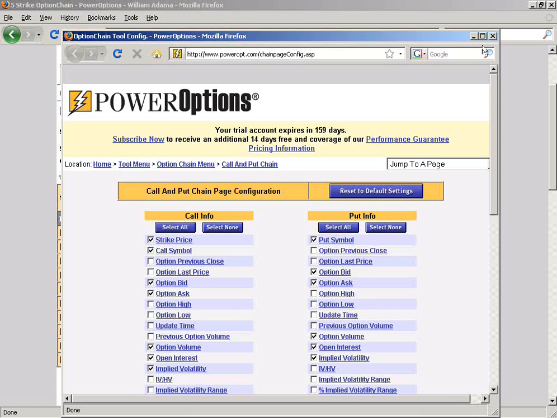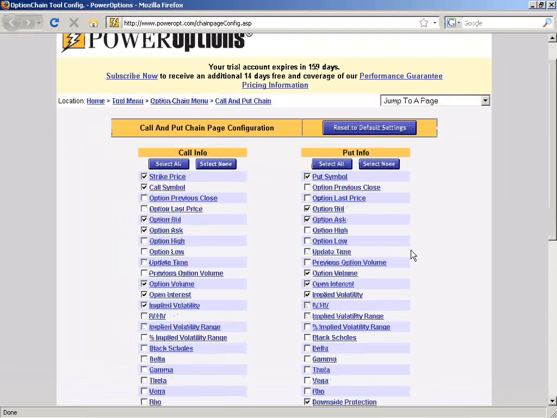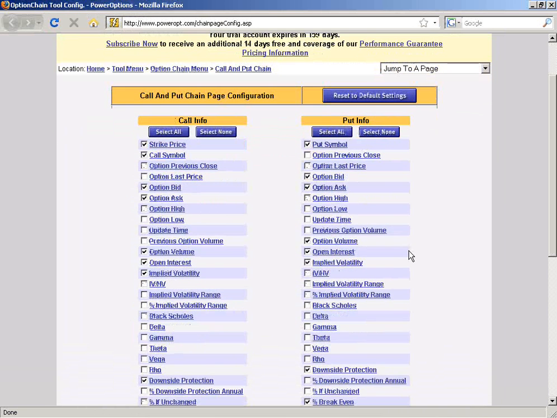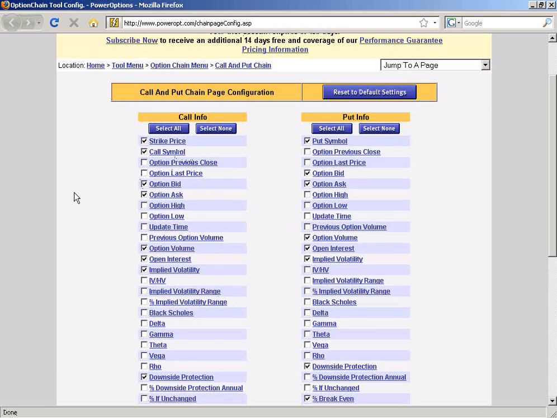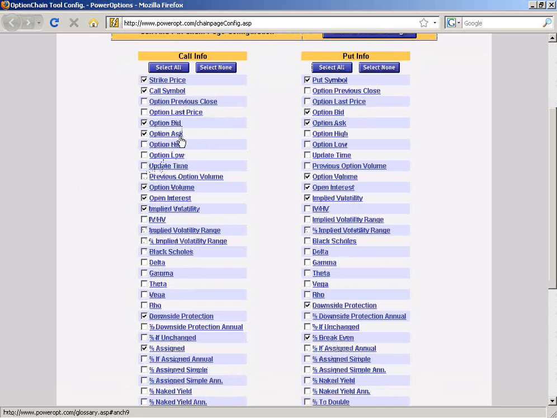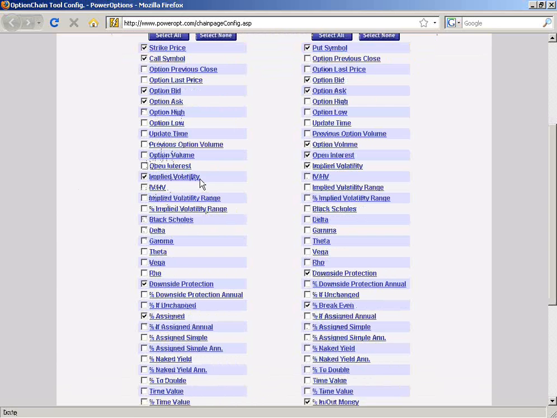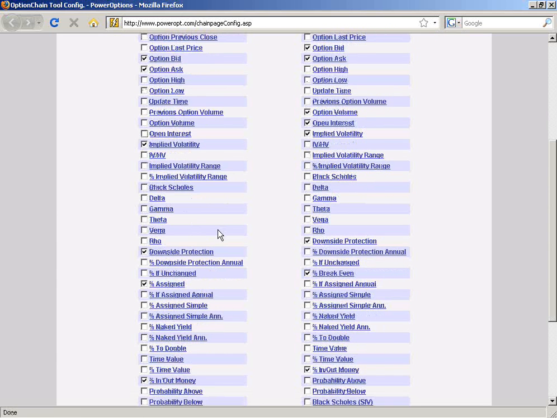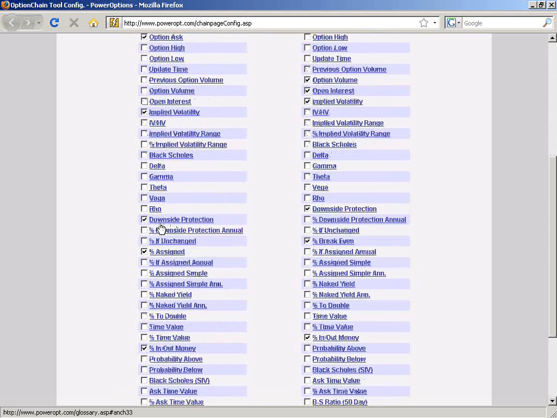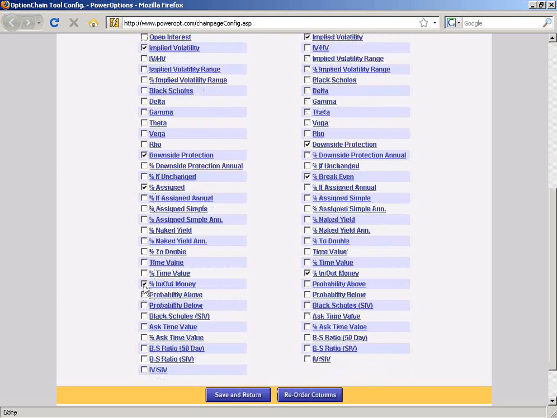I'm going to go into the See More or Less columns field. This allows me to customize what I'm viewing in the field. And let's just look at the important things that we'd want to see. Well, for my call info, I want to see the strike price. I want to see the call symbol, the option bid and the option ask. Volume and open interest, right now, I'm not going to worry about that. I am going to leave the implied volatility. I'm going to show why in just one second. As a covered call trader in the call chain here, I'm going to want to see that downside protection. I'm going to want to see the percent if assigned. I'll leave the percent in or out of the money. That'll be okay. But what I also want to see here is the probability above as a covered call trader.